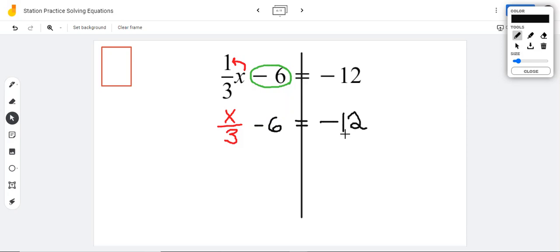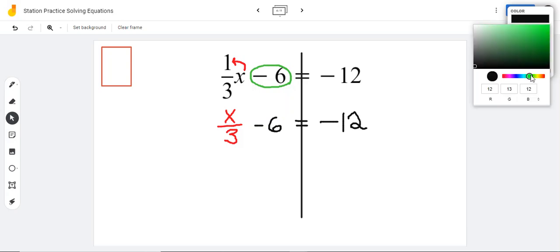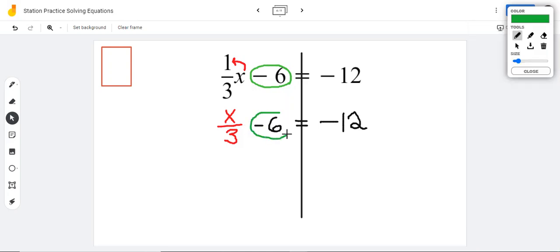Now, this looks like a normal two-step problem. And that's because it is. And in a normal two-step problem, we always start by getting rid of any adding or subtracting. So here, I have minus 6. So to get rid of that, I do plus 6. Woohoo! That's the opposite. They cancel out. That's our first step.